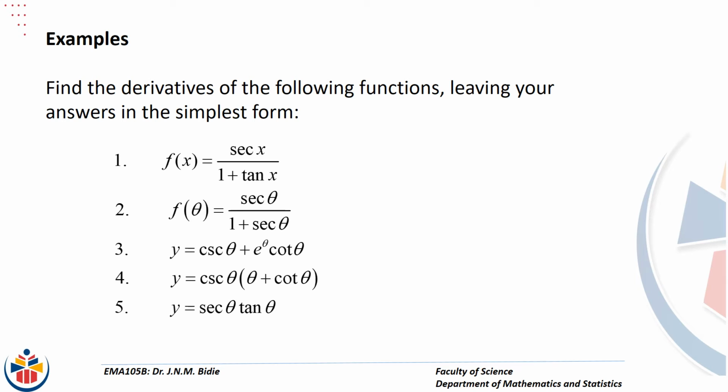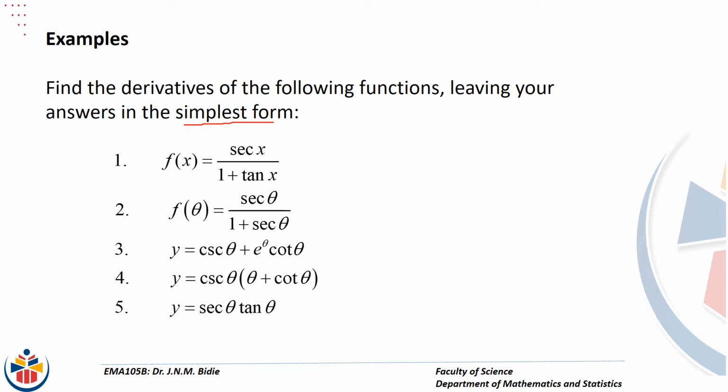In our examples, as you can see, we've got product rule and quotient rule here. Derivative of 1 up to number 5. Note, you are asked to leave your answers in the simplest form.